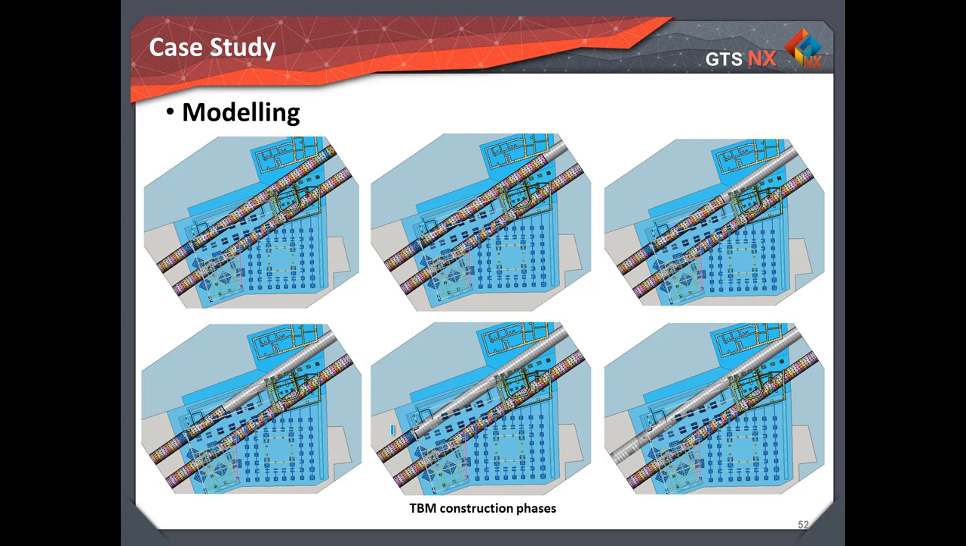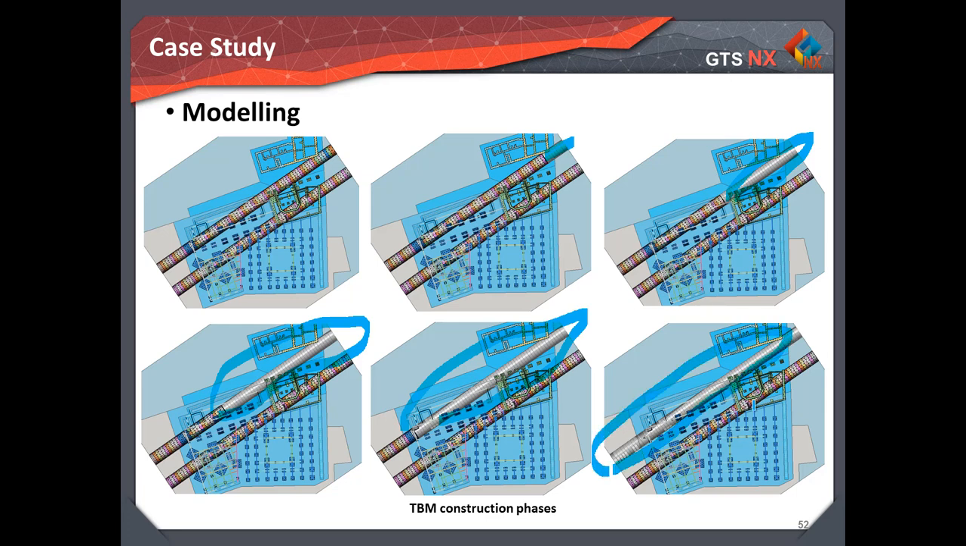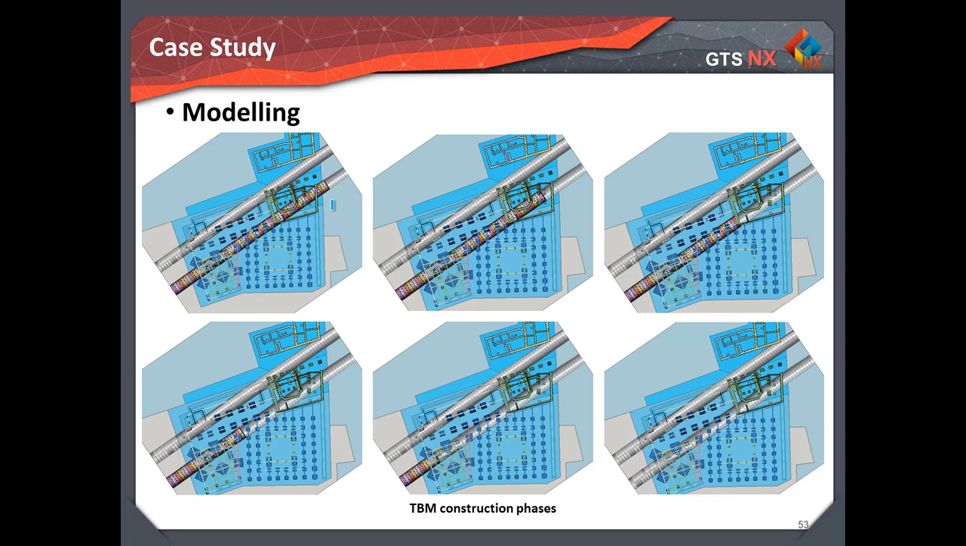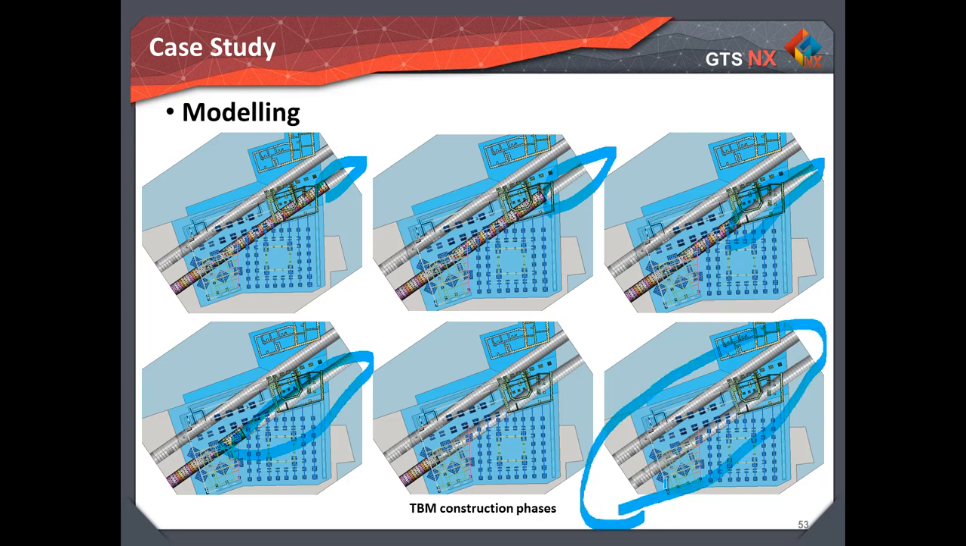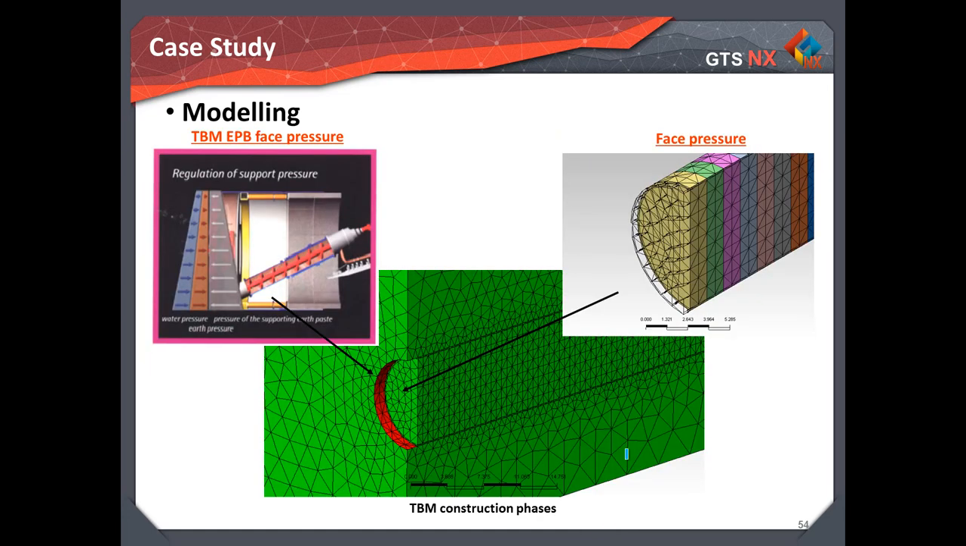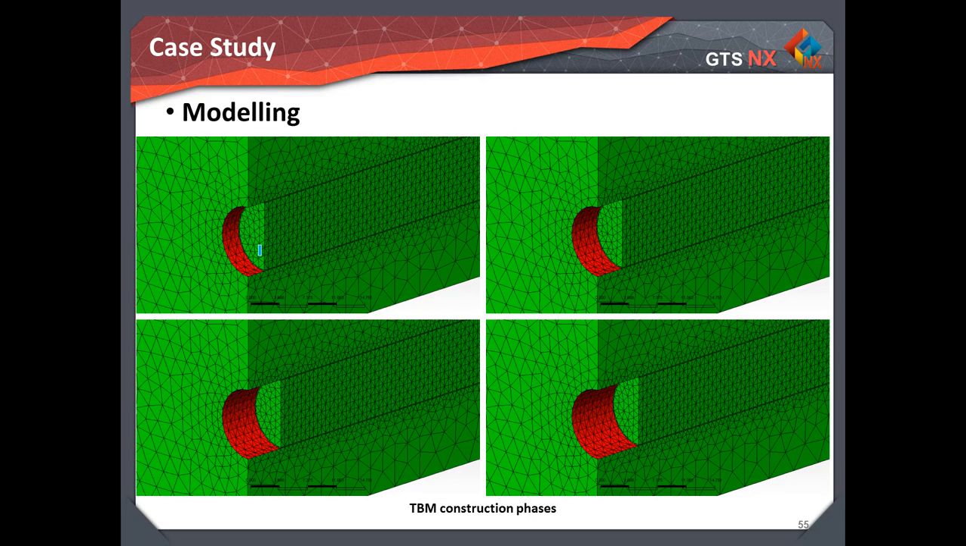And this slide shows the TBM construction phases. As I mentioned, there are two tunnels. The first tunnel can be excavated with this procedure, and this is the end of the first tunnel excavation, followed by the second tunnel excavation like this. So this is the final tunnel excavation. The TBM method has been applied in this project.